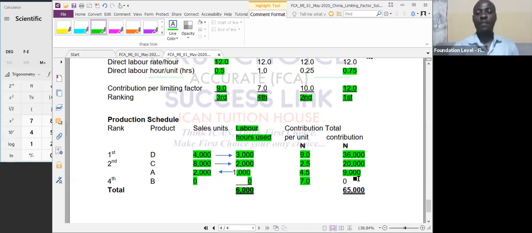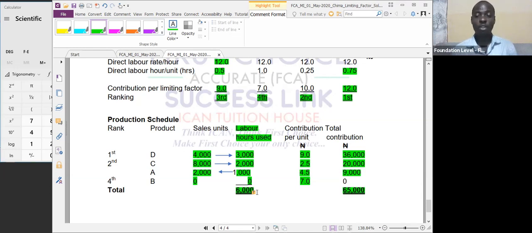So when you add every one of these total contributions, your maximum contribution is 65,000. Any other method apart from this will give you a lower contribution. Mind you, you don't rank your products based on contribution per unit. If you were to rank it based on contribution per unit, it means you would have done D first, followed by B, then A, then C. And if you have done it that way, your contribution will be less than 65,000 naira, given this limiting factor. So you have to do it this way.